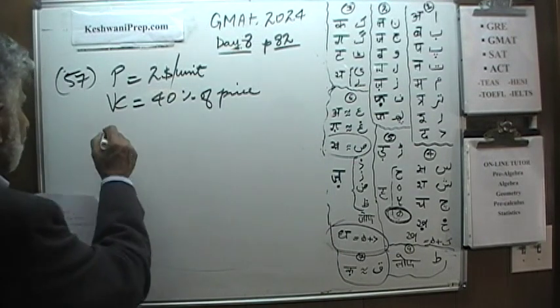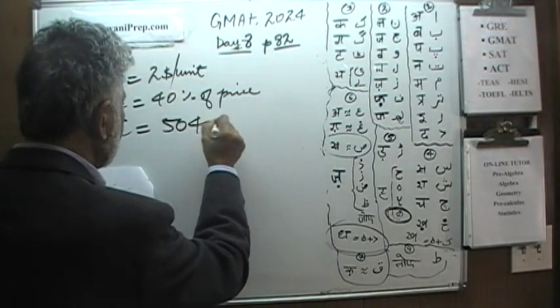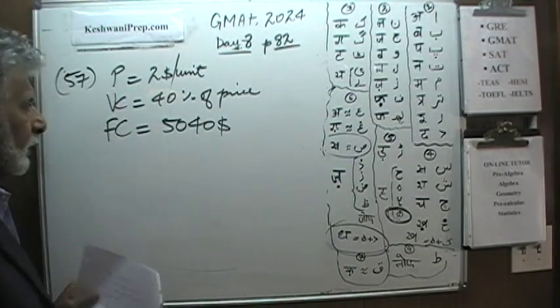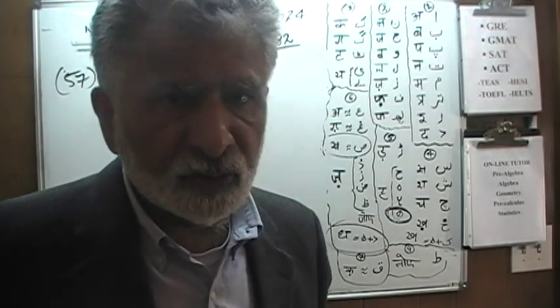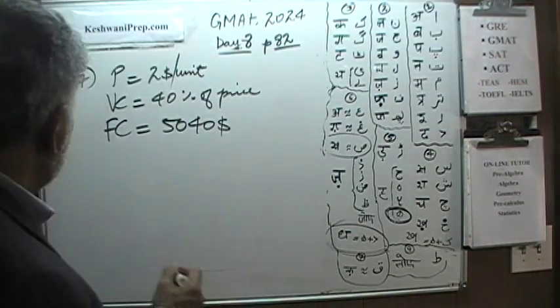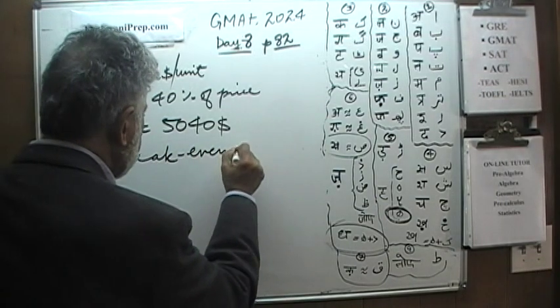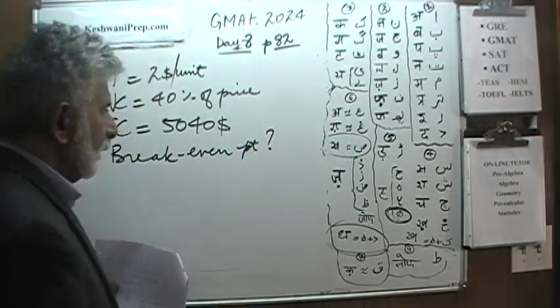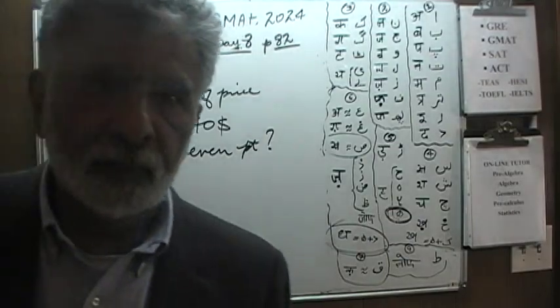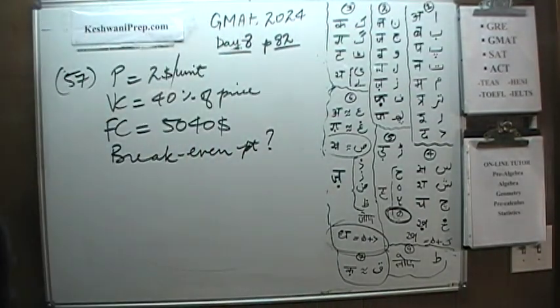We're also told that we have a fixed cost. The fixed cost was $5,040. $5,040 is the fixed cost of each production run. The question is, what is our break-even point? How many units do we need to sell before we see any profit? Do it yourself. I'll give you a second to pause the video.